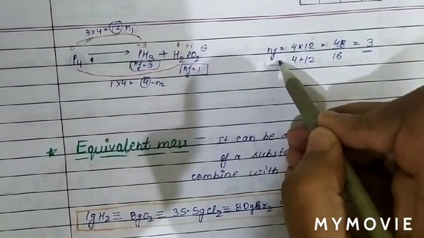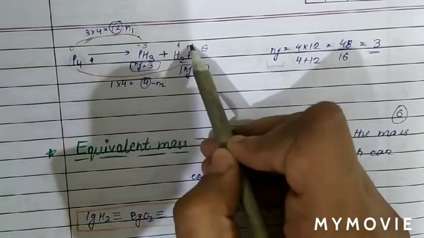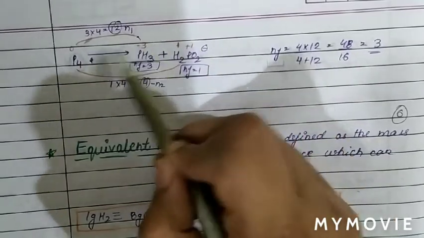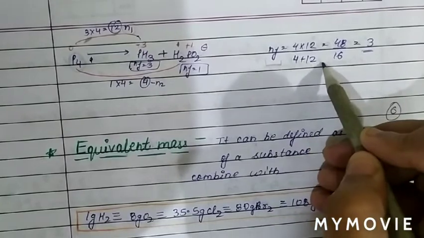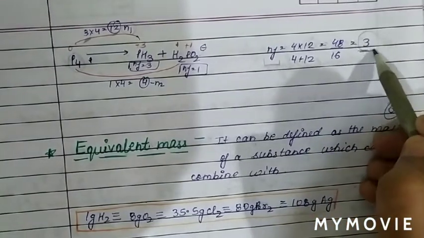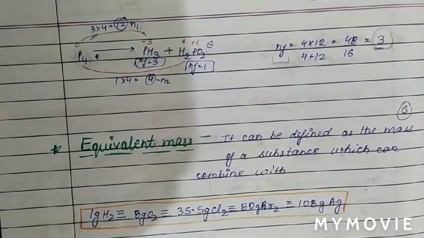We know N factor for disproportionation reaction. Because same element is oxidized 0 to +1, same element is reduced 0 to -3. N factor is N1 into N2 upon N1 plus N2. So we get the value of N factor equal to 3.